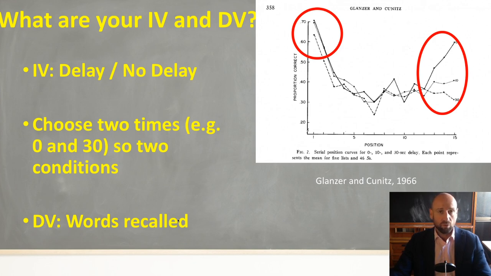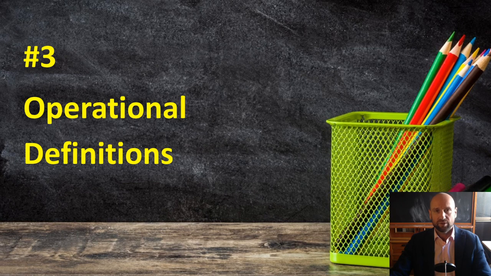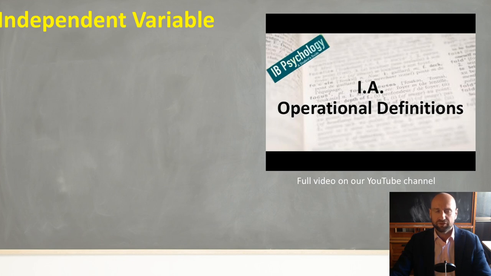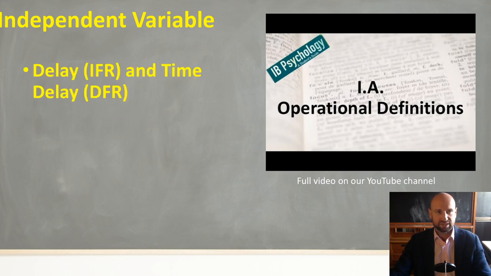Now we're going to talk about that more in the next tip about operationalizing your dependent variables, right? So hopefully that's clear, right? You have to make sure that your independent variable is not the primacy or recency effect, right? It's the delay, no delay. So how do we operationalize your definitions? Let's first focus on the independent variable, but just bear in mind I've got another video that explains this in more detail, so you can find that on our YouTube channel.